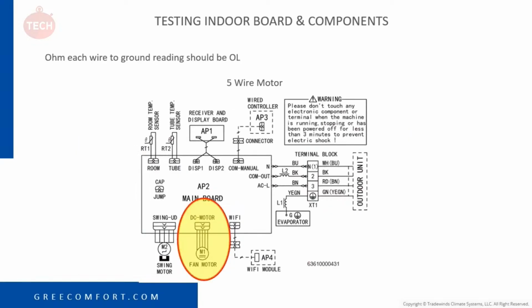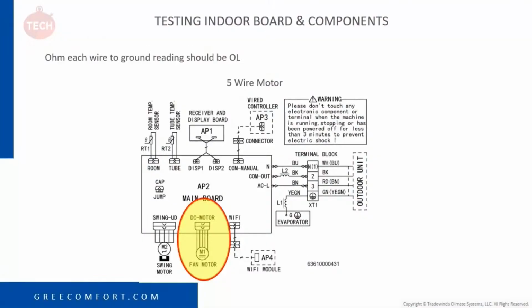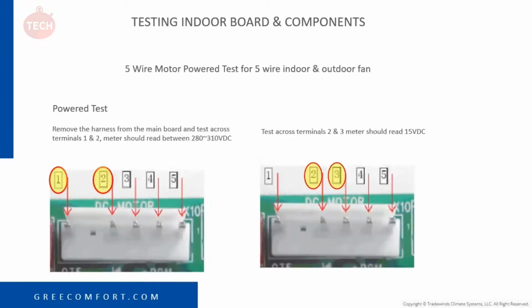If we have the 5-wire fan, again, it's the same as we did for your outdoor 5-wire fan. We are going to ohm that out, ohm each leg to ground, and if it reads OL, then that fan motor is not shorted. Here's the power test for the 5-wire indoor and outdoor fan.